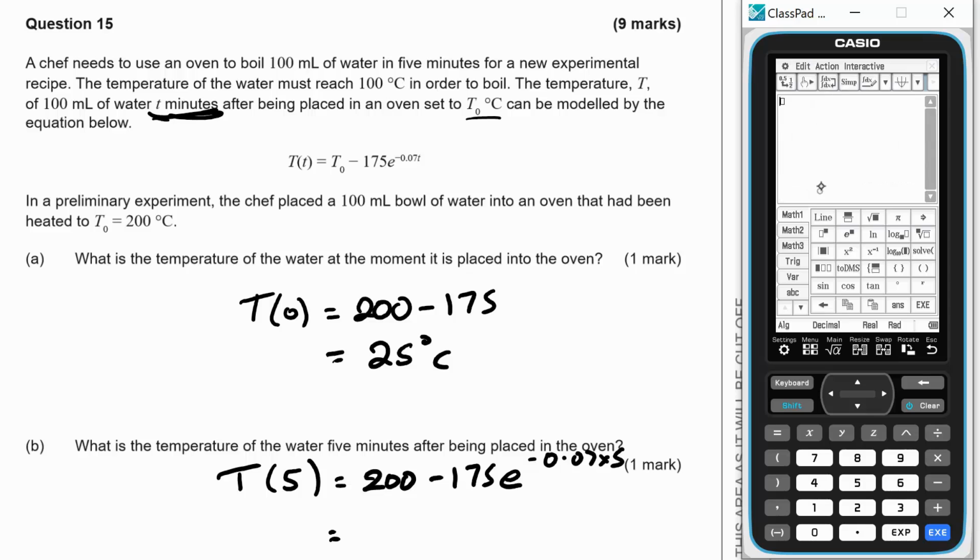So that is going to be 200, take away 175 times e to the negative 0.07 times 5. Oh, for some reason I did 1.75 there. 175, that's better. That gives 76.68.